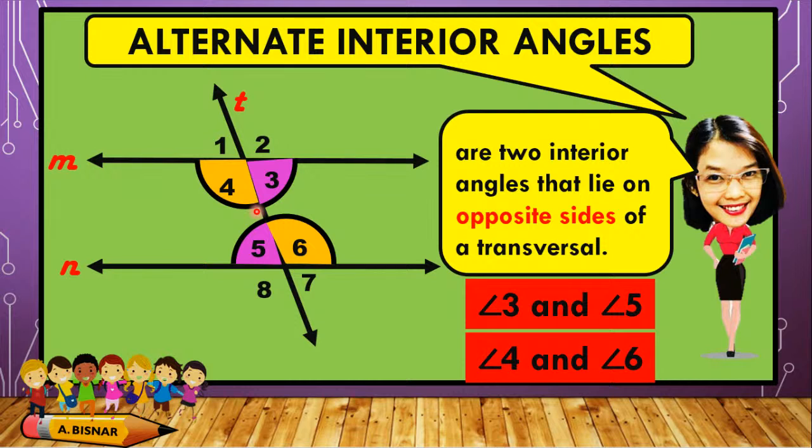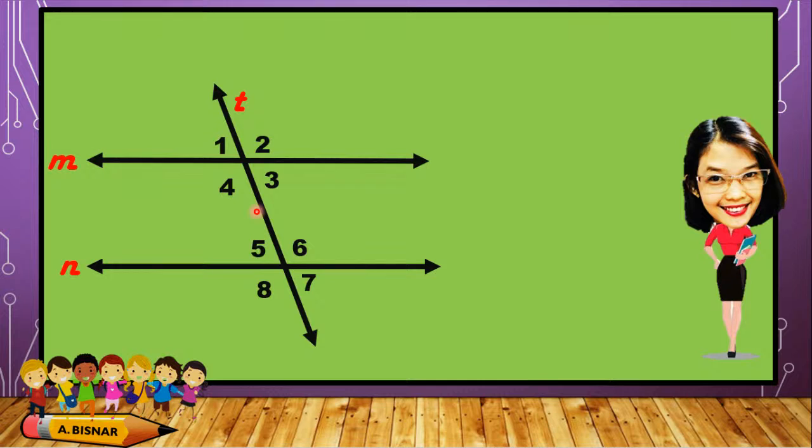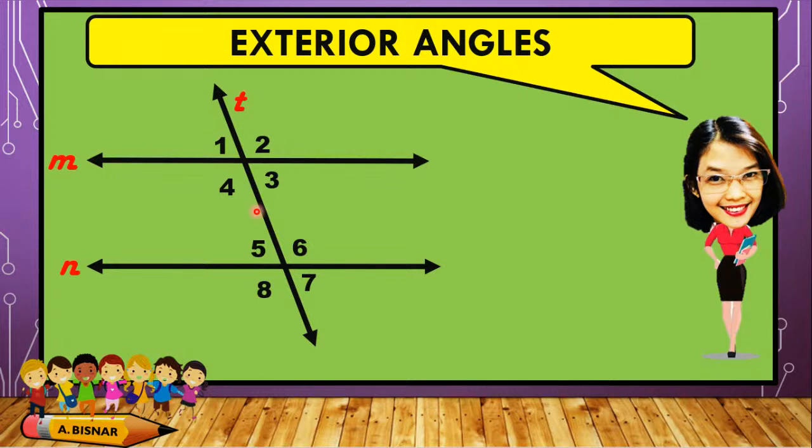Okay, we have 2 pairs of alternate interior angles. Now, try to identify the exterior angles. So, kanina, you identify the interior angles. These are the angles between line M and line N. Ano naman kaya yung mga exterior angles? Try to comment your idea about it. What are those exterior angles?